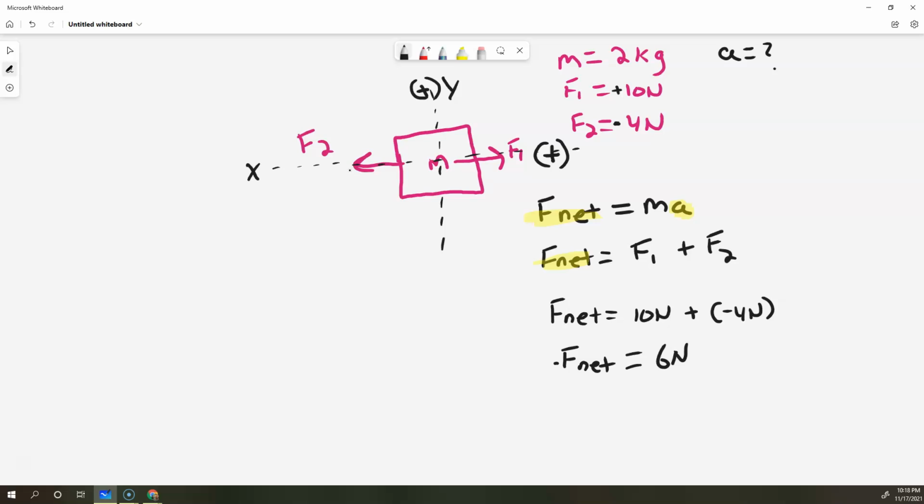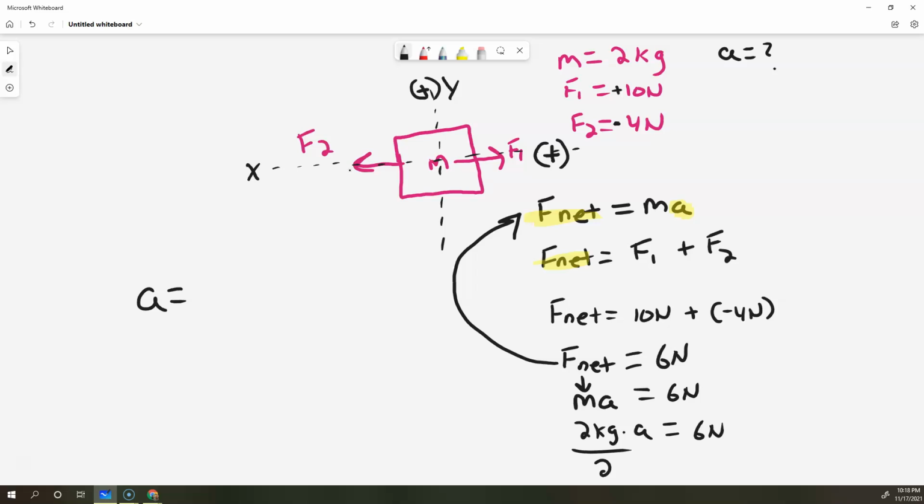Now that I know F net, I can go back and solve ma. So now I know that ma is 6 newtons. So 2 kilograms times a is 6 newtons. And that means that my acceleration is, let's divide, 6 divided by 2 is 3. Yes, you could say newton per kilogram, but we're going to write meters per second squared. And look at this. All of these things were positive. The right is positive. Hey, look at that. That makes sense.